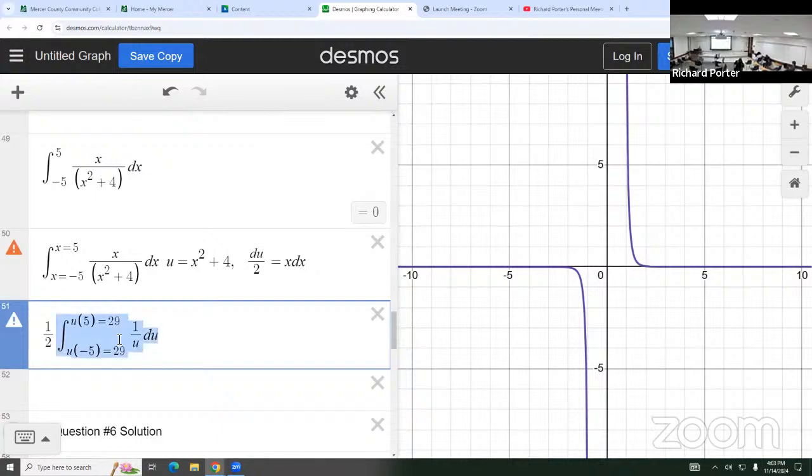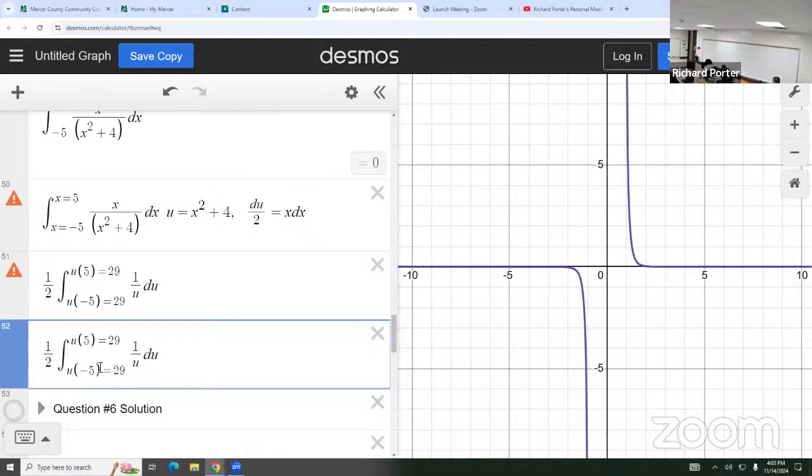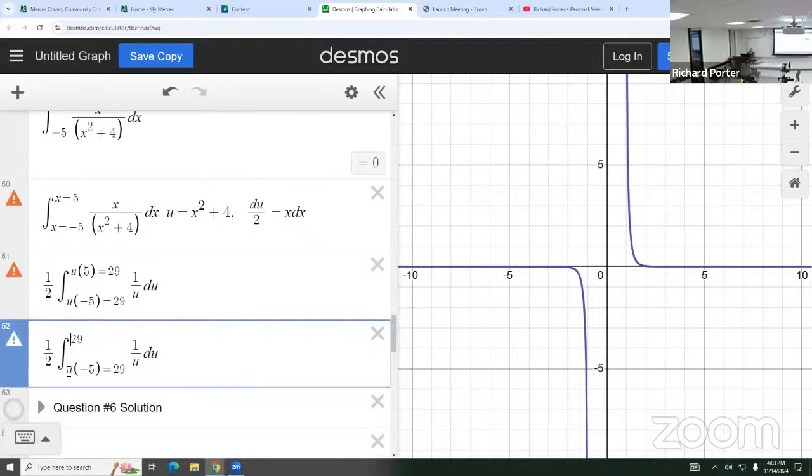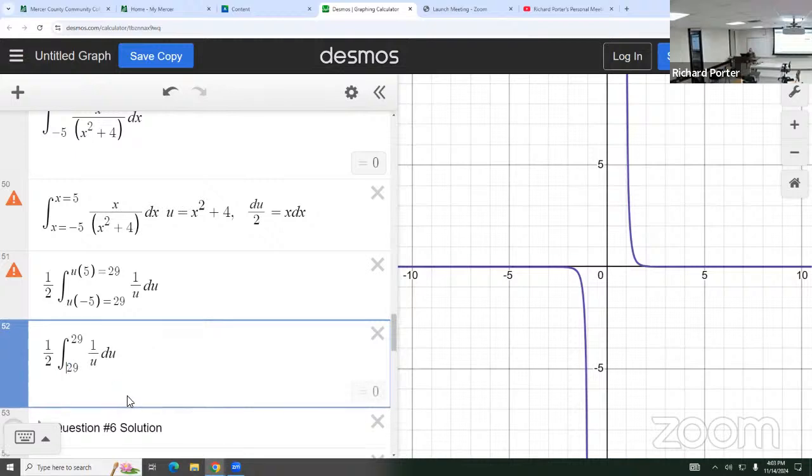Okay, so that integral. We should take the u's out because it can't do it that way. That's going to be 0. If you integrate anything from the same number to the same number, it's going to be 0. Okay, the area under a point is 0 because there's no area.